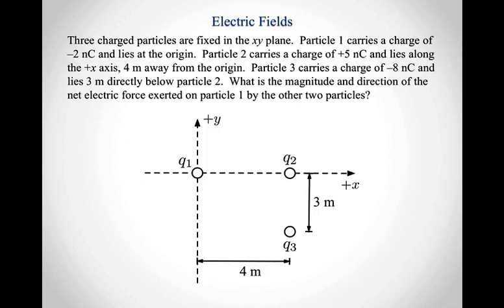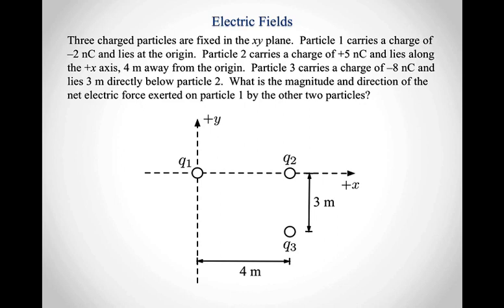So up until now, we've been working problems like this, right? So here we've got three charged particles. They're sitting in the XY plane. We're told where they are. We're told what their charges are. And so the question asks, what's the magnitude and direction of the net electric force exerted on particle 1 by the other two particles? We've worked that problem as a force problem. But the idea is, how does this relate to this field idea?